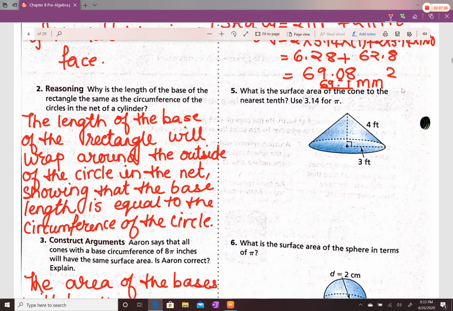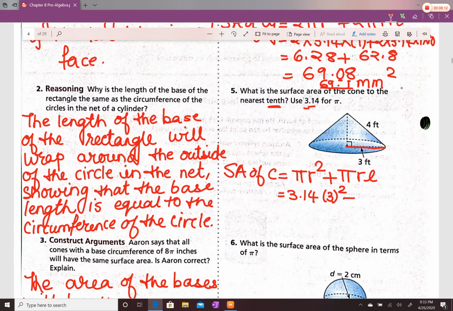Okay, the second question. Find the surface area of the cone to the nearest tenth. Again, we have to round, and this time we are using 3.14 as pi. So first we should know the surface area of a cone. I'll write C for cone is equal to pi r square, there is only one circle here, plus pi r l. So pi is 3.14. R, if you see, they have given us as 3. So I'll write 3 square plus again pi, 3.14, times 3, and the slant height is 4. So 3 square is 9.